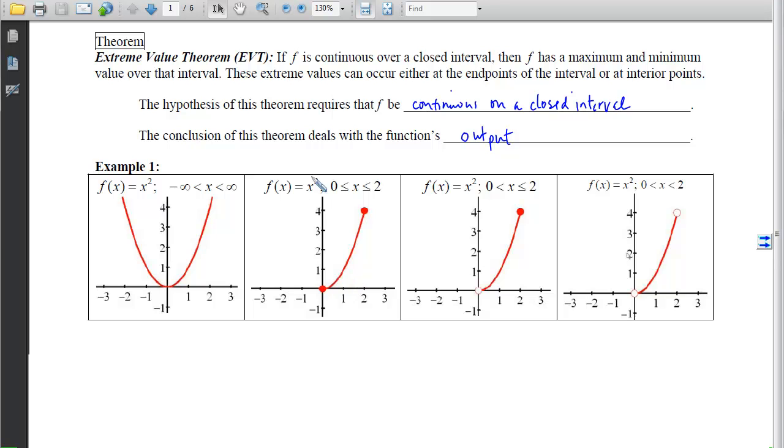If we look here, again, we have a portion of a polynomial, so it will be continuous. I don't ever have to pick up my pencil.